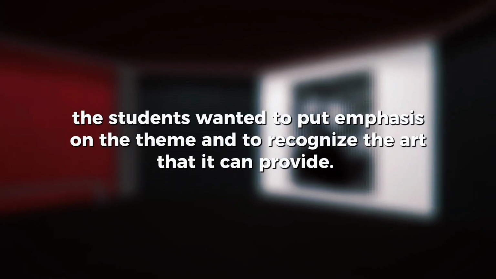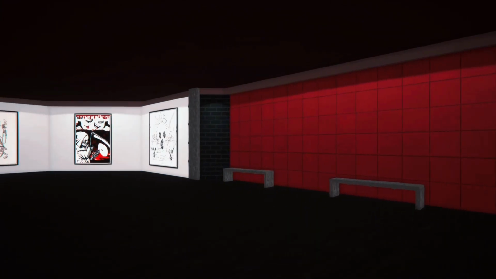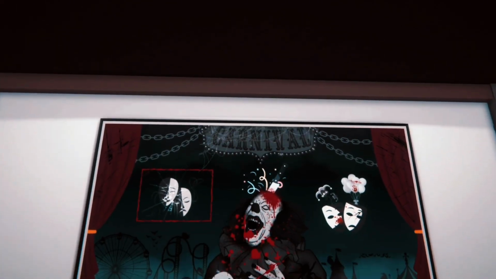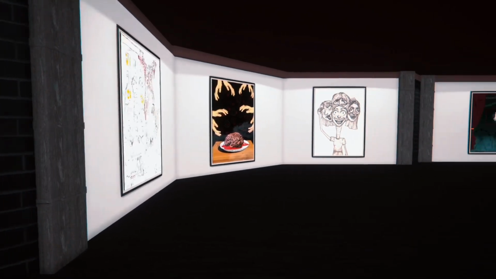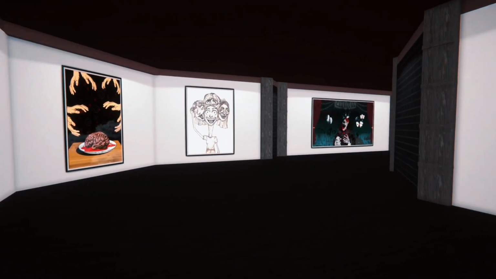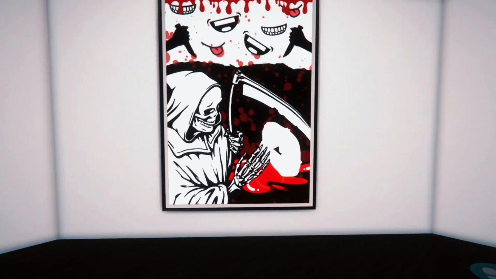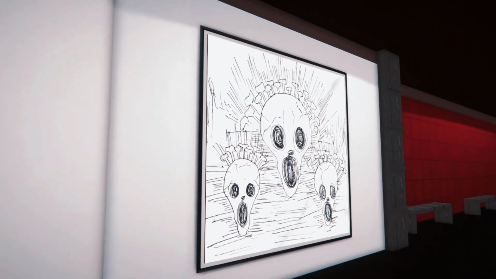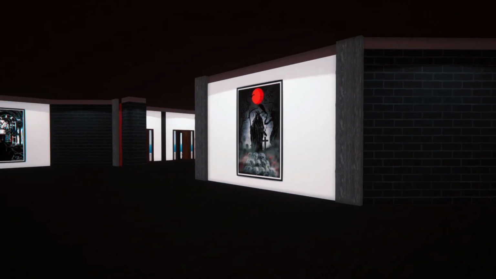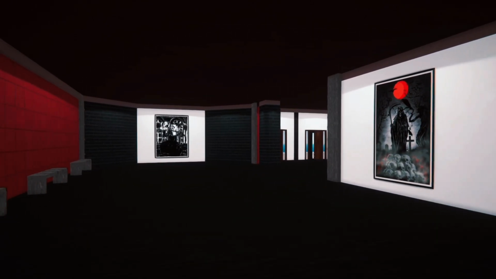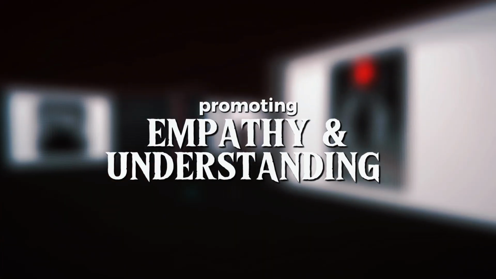that it can provide. As you navigate through the virtual space, you'll encounter eerie and thought-provoking artworks designed to ignite a sense of dread and curiosity. They prioritize inclusivity and diversity by showcasing a wide array of emotions experienced across different backgrounds and cultures, promoting empathy and understanding within the realm of horror and gore.